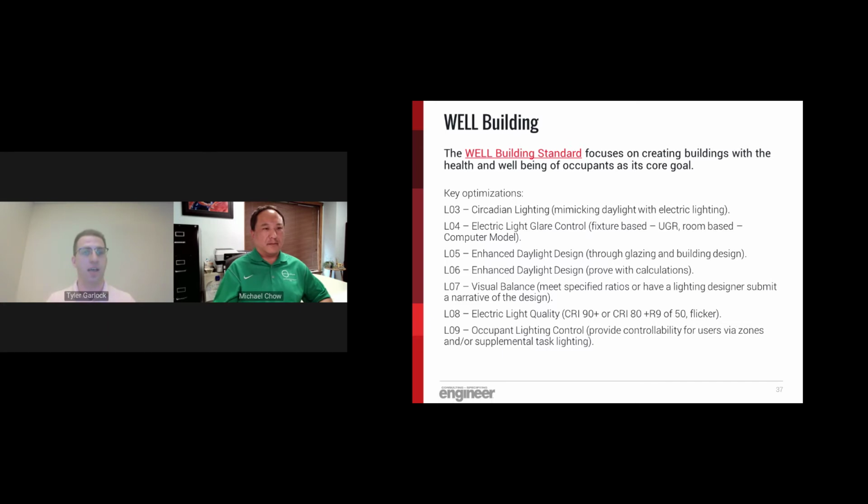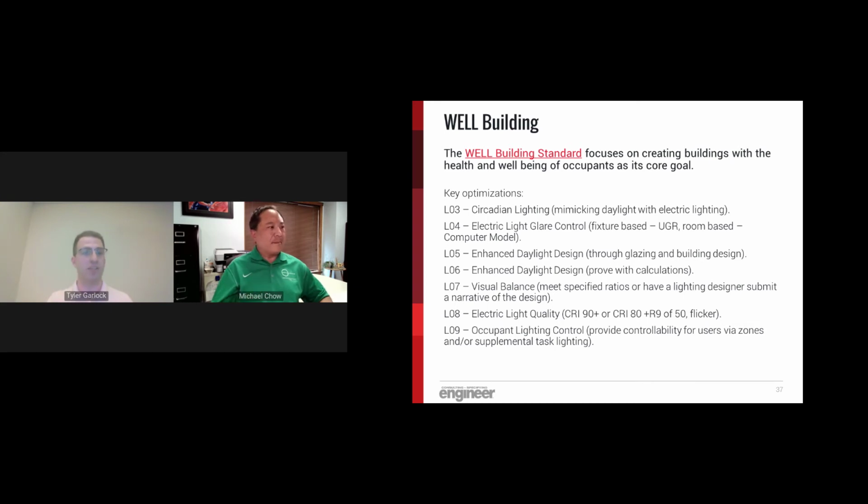L07 is visual balance. So that's meeting specified ratios and having the designer submit a narrative. You either have to meet specified ratios as spelled out by a recommendation or recommended practice, or you have to have a lighting designer submit a narrative of the design, essentially.